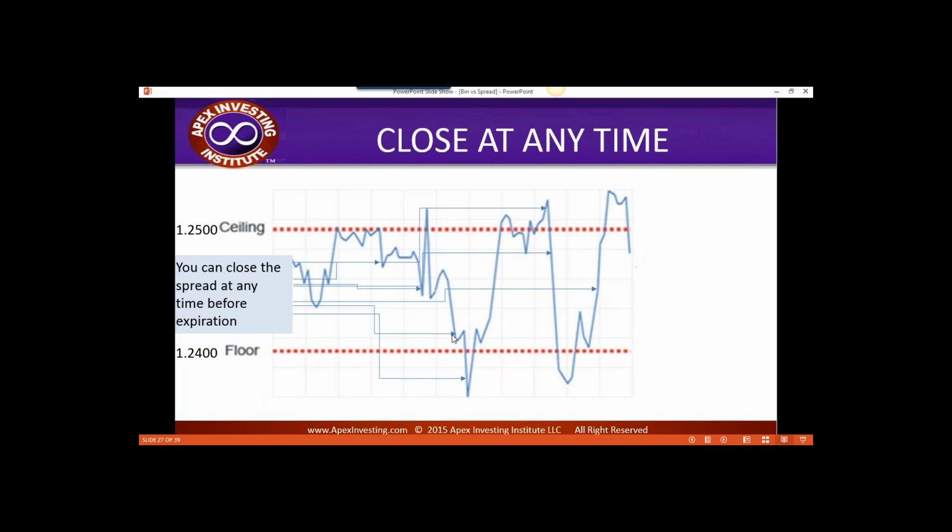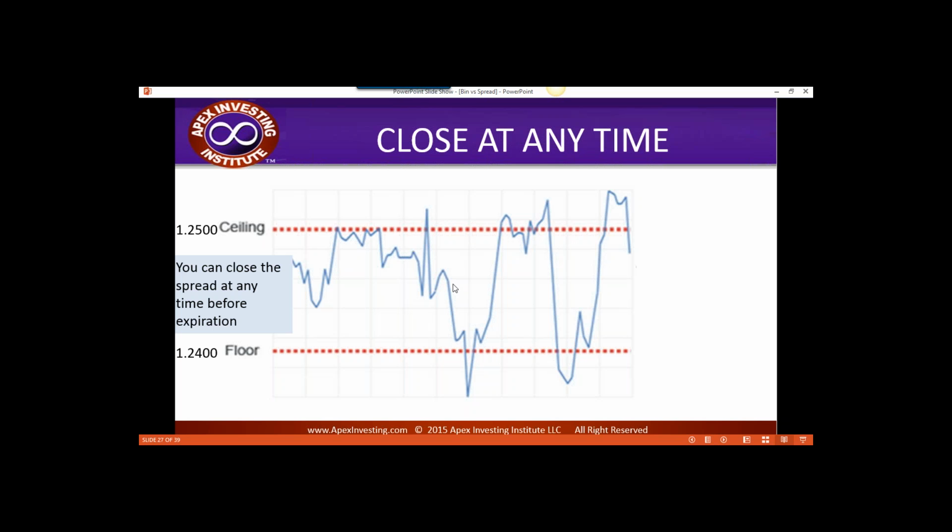If I bought it here, I can let it come up here and sell here or here. I can get out of it at any time. I can close it early, whether it's going in my favor or whether it's going against me. Let's say that I bought this spread right in the middle at 24.50. If I bought it right in the middle at 24.50, I could either lose 50 bucks or make 50 bucks, right? Well, I can close it out anytime early.